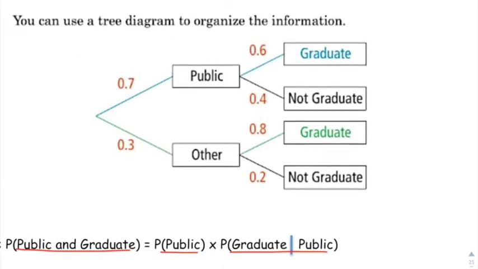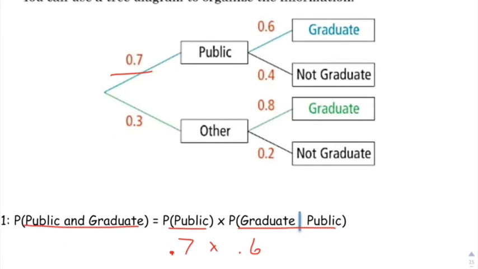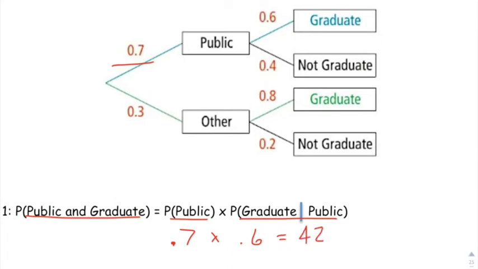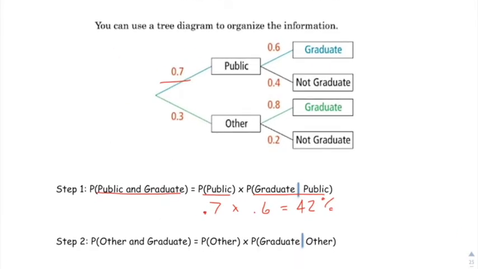So first of all, let's figure out the probability that they went to a public school. That was about 70%, so we'll put 0.7. And then the probability that they graduated was 0.6, but we're only looking at those who graduated from the public school. So in a way, they gave us the conditional probability part already, and we're trying to find the joint probability. When you multiply those, you get 0.42, or 42% of your total students went to public and graduated.